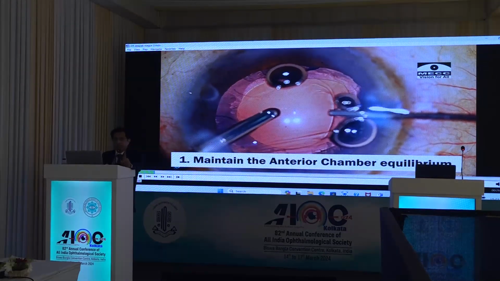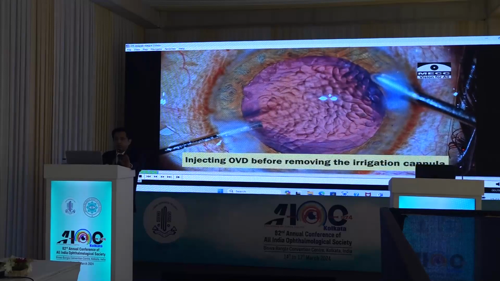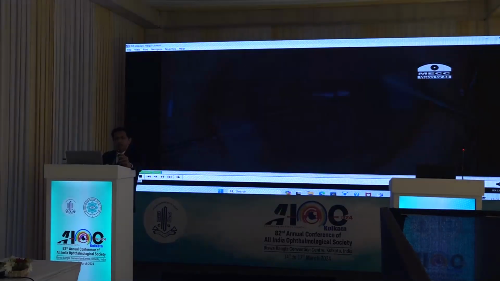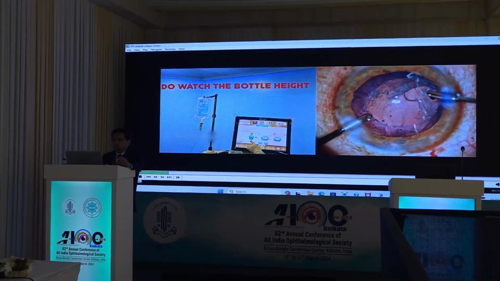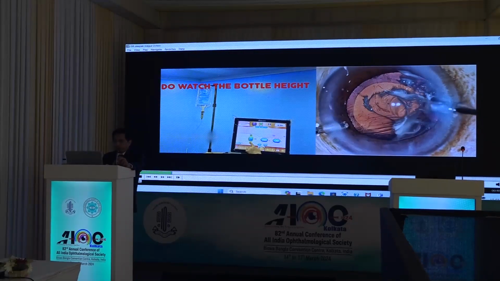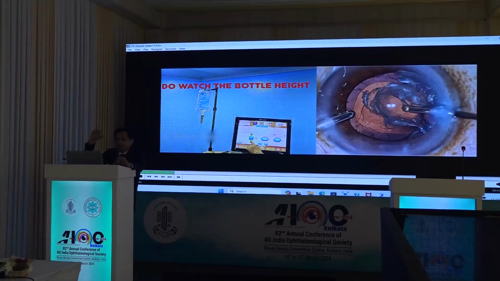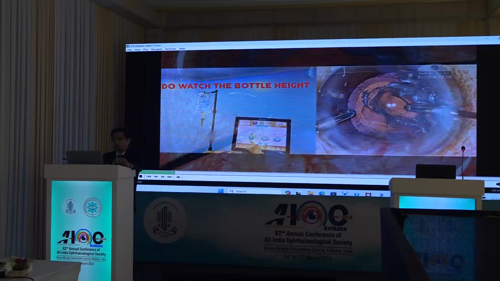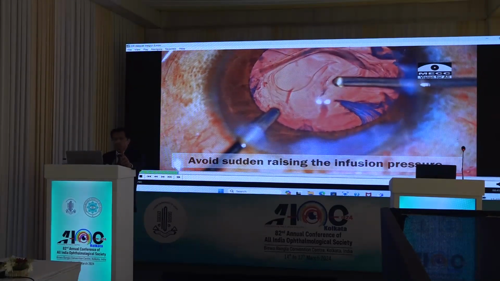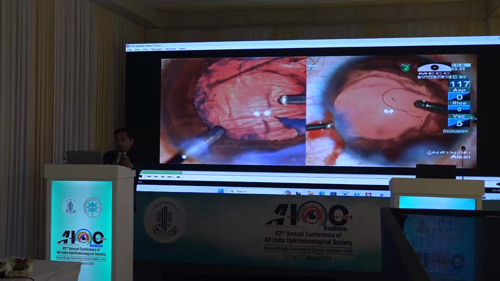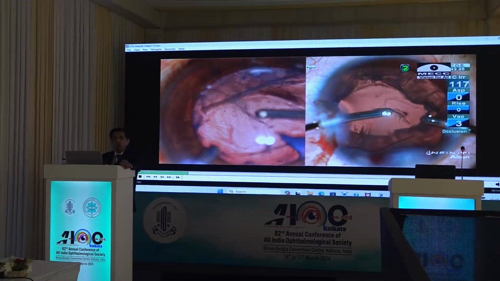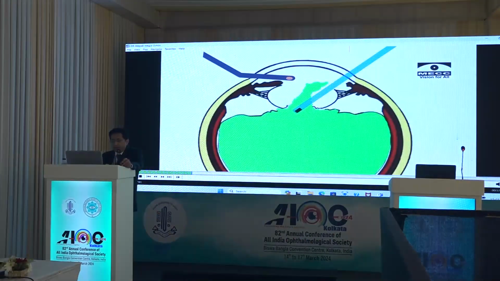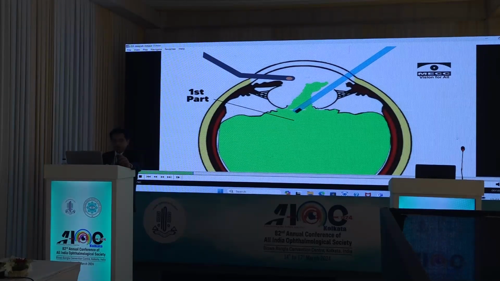Again, the first principle is not going to change. You will always have to maintain the chamber, using a dispersive OVD, which has a chondroitin sulfate and hyaluronate combination. Second, which is often missed, is the bottle height. When you're doing phacoemulsification, the bottle height is set at 90 centimeters. And when you start doing vitrectomy, you again keep it at that only. That is one which is going to cause us a lot of problems. So watch out for the infusion pressure. A sudden rise in the infusion pressure in a deep chamber where it has become unicameral is going to blow out the posterior capsule.